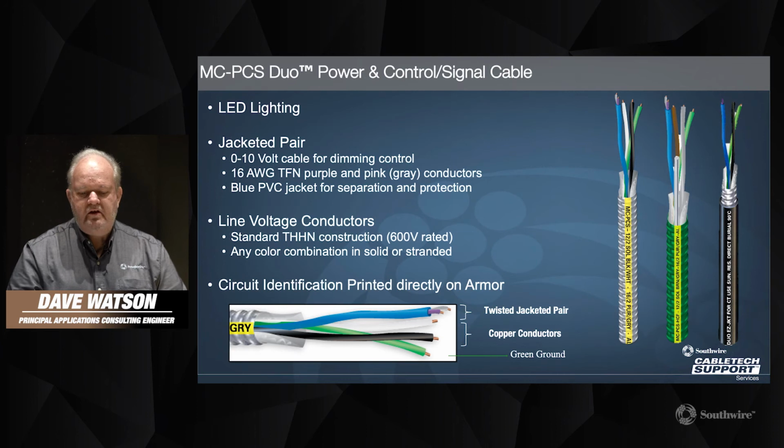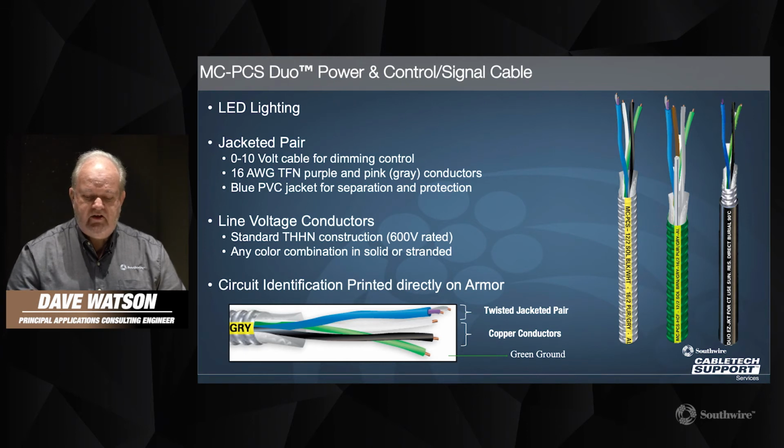So this is used for, again, LED lighting is going to be the biggest use at this time for this product, where you supply a 0 to 10 volt dimming circuit in addition to your power circuit. So it's a jacketed pair. It's a blue jacket that'll provide the separation and the protection. And then you have 16 gauge TFN conductors that are purple and pink, or purple and gray. I'll talk more about that in a moment.